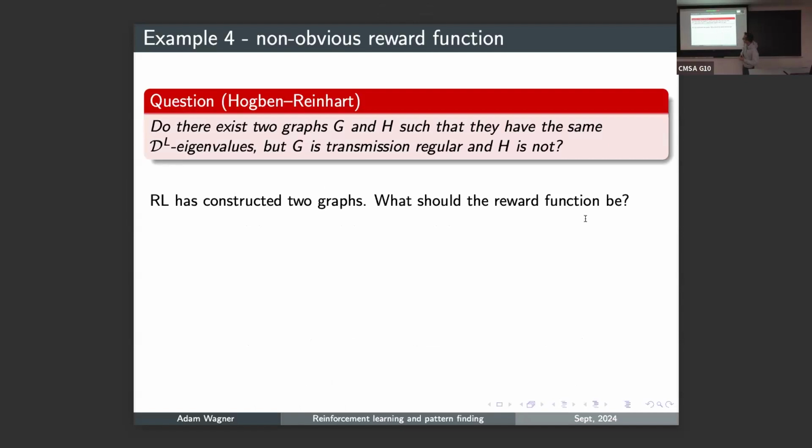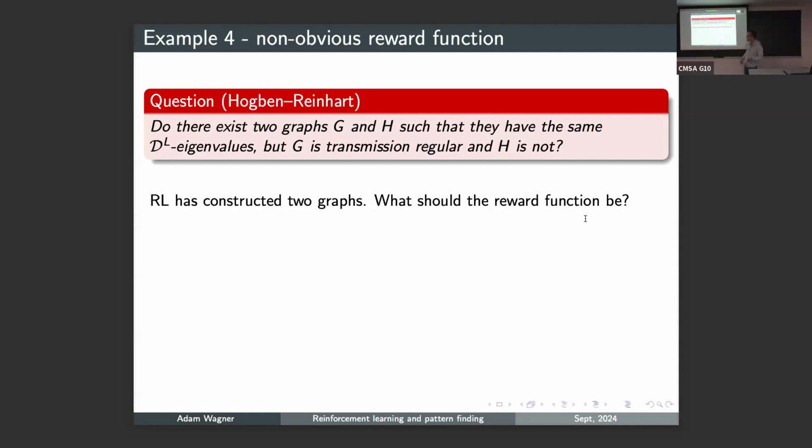So let's have an example of this sort as well. Here's a question of Wagner and Reinhardt. They asked, do there exist 2 graphs so that they have the same distance Laplacian spectrum, one of them has a rare regularity property, and the other one doesn't have this rare regularity property? Okay, so imagine we set it up as a game, we construct 2 graphs, and now we would like to cook up a reward function that measures how close this pair of graphs is to satisfying the properties of the conjecture. How would we cook up a reward function like this? And now things become tricky.